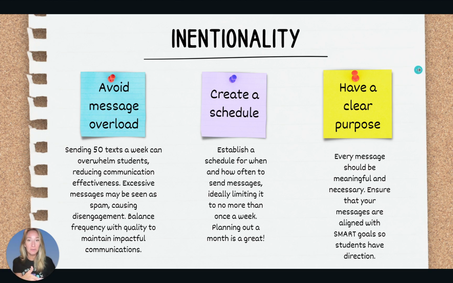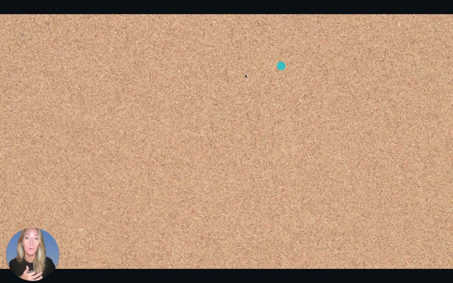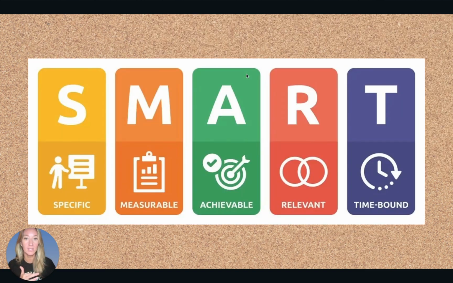And in that clear purpose, I talked about SMART goals. So let's look at what that means. When text messages are connecting to SMART goals, we ensure that our communication is specific, measurable, achievable, relevant, and time bound, just like the goals that we set for students. So your text messages should be specific. For example, instead of saying work on your assignments, we want to say complete Module 3 quiz by Friday.